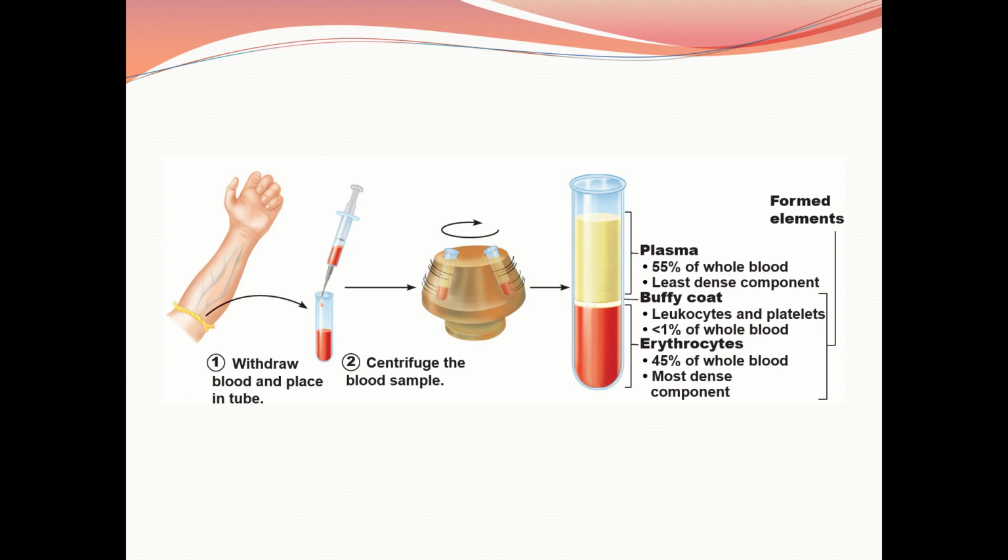The plasma, which is the lightest or less dense of the contents, is going to be made up primarily of water, and as you can see, it takes up about 55% of the entire blood. The buffy coat's in the middle, and that's your leukocytes and platelets. It's less than 1% of the blood. And erythrocytes are going to be the most dense or heaviest components and make up 45% of the blood.